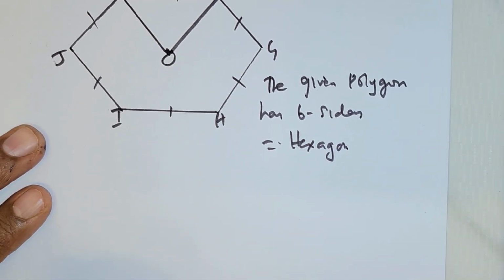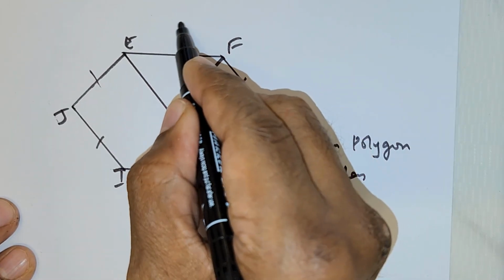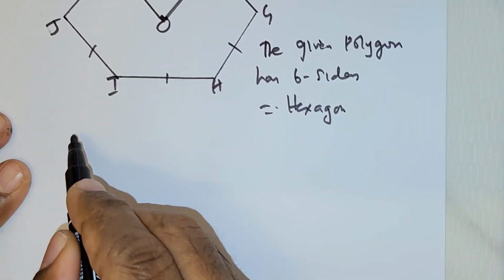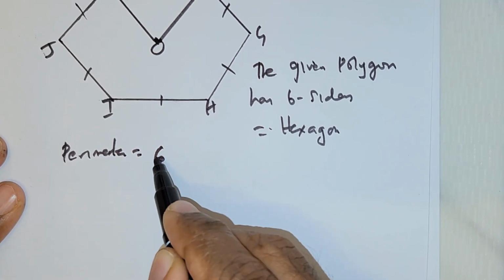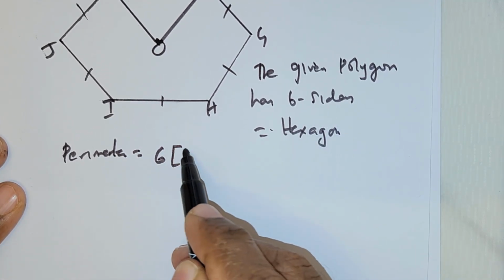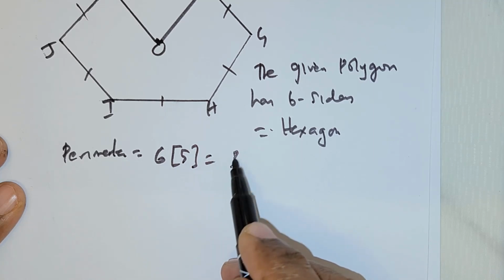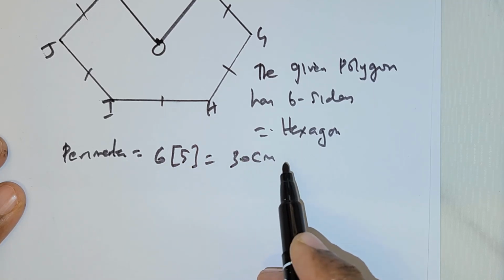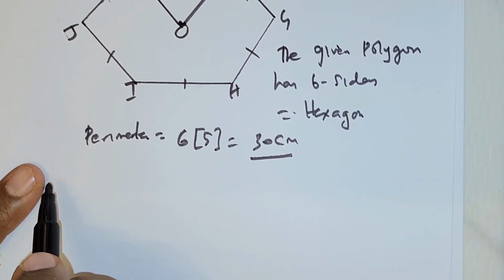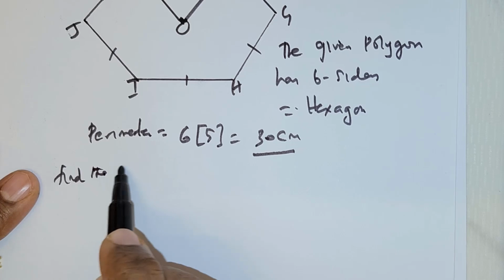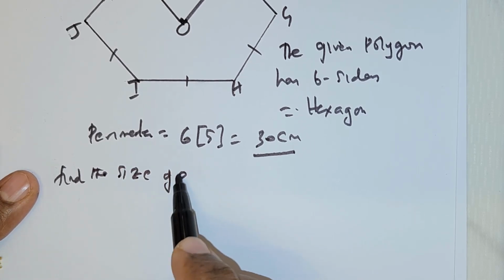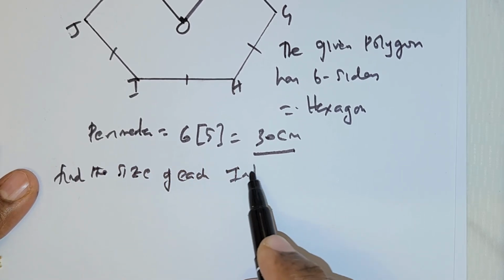Now we have to find the perimeter. This is given as 5 cm. So the perimeter is equal to 6 sides times 5. That's going to be 30 cm. That's the perimeter. Next we have to find the size of each interior angle.